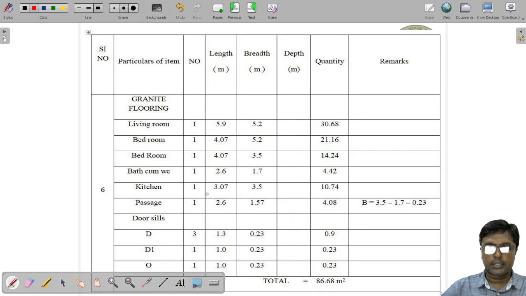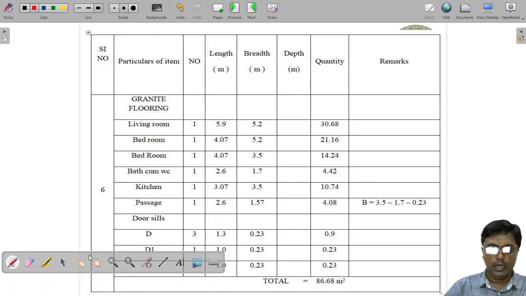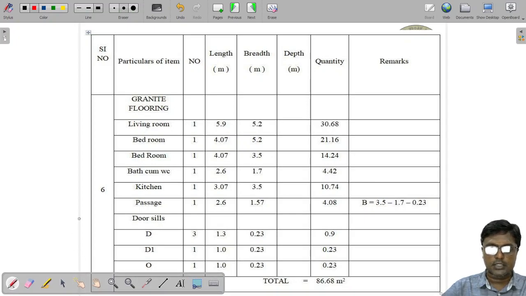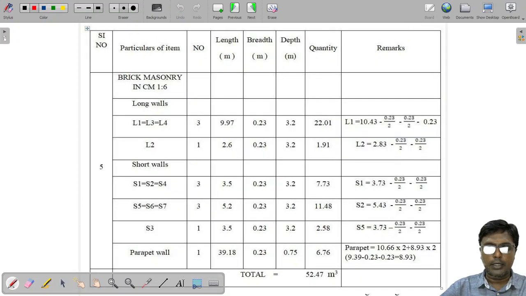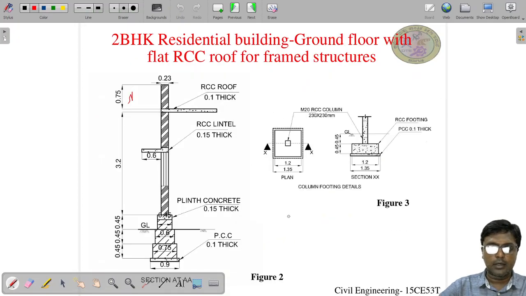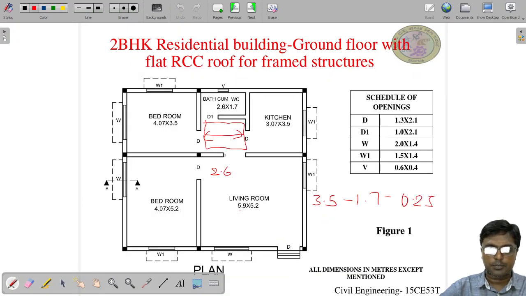And also, not only this, we have to put the granite flooring on the sills, door sills. As you can see, while taking the internal dimensions, we have left out all this part. This part we have not put any flooring.